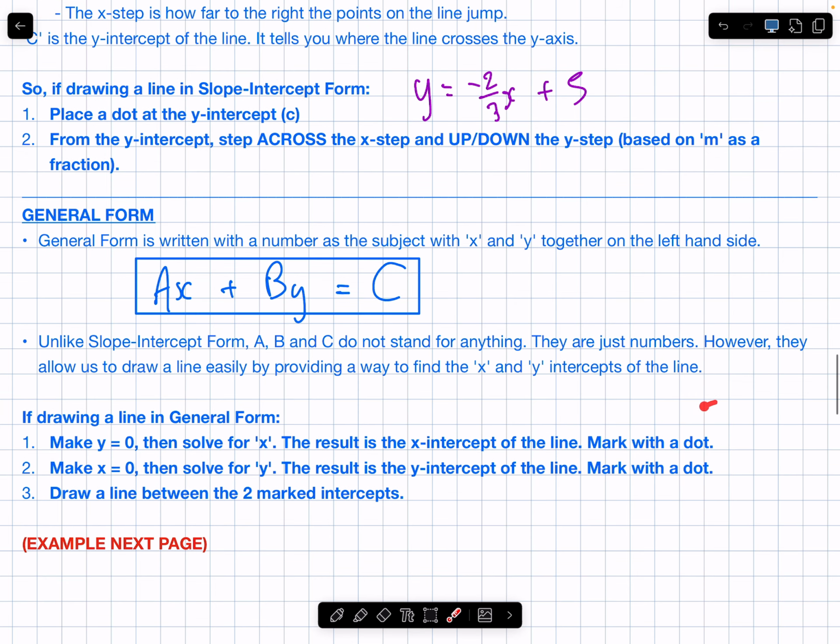Here, you just need to use algebra to draw a line in general form, which I'll show you how to do.